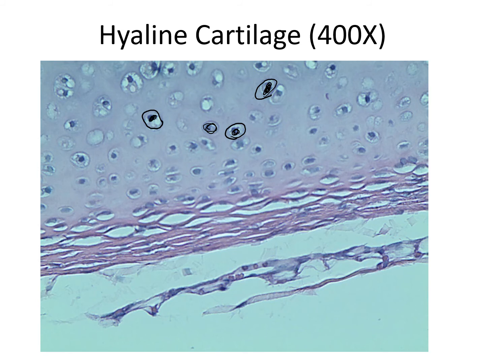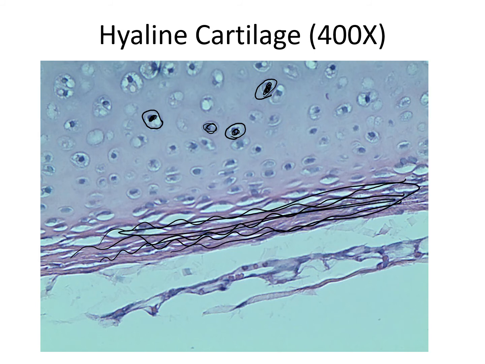And also in the hyaline cartilage, you see this structure. This is a connective tissue covering the hyaline cartilage, called perichondrium. Peri means around and chondria means cartilage. So that's a perichondrium. Like all these tissues, that's a different tissue. This is our hyaline cartilage.